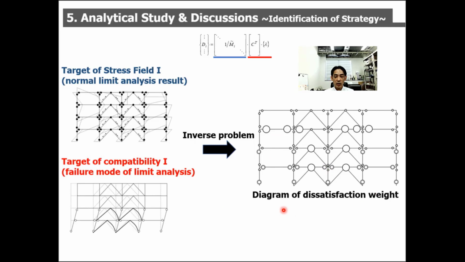The size of a circle is proportional to the dissatisfaction weight. You can see that the large dissatisfaction weight is obtained at the joint of beam and brace.